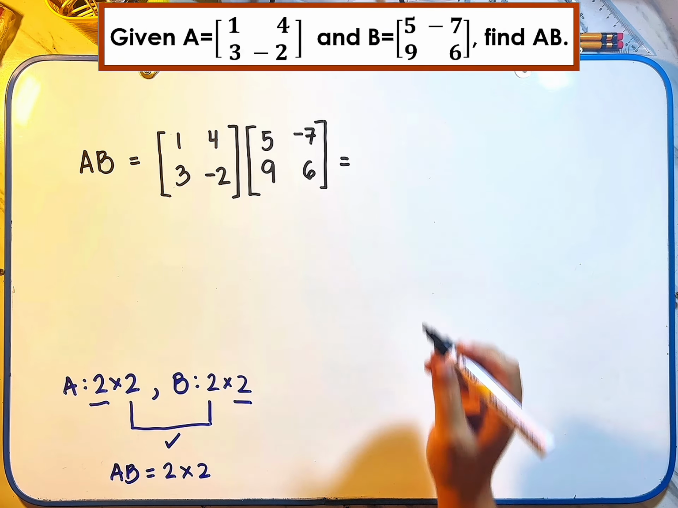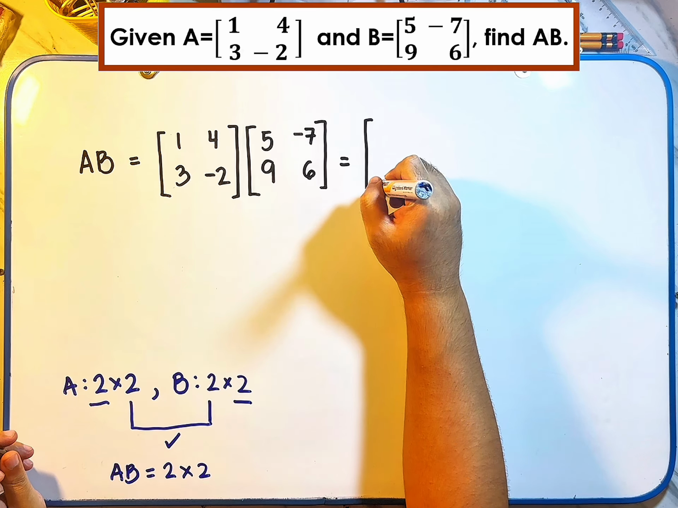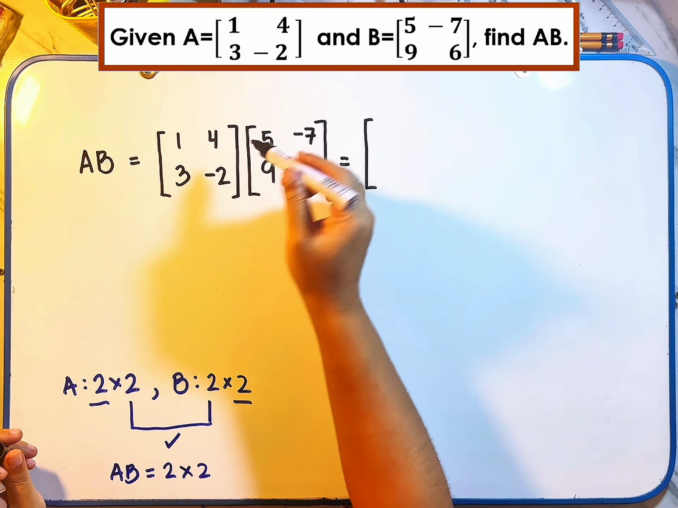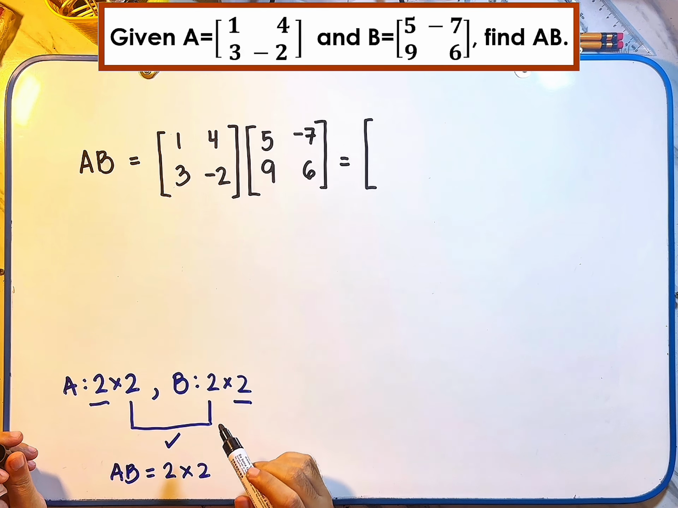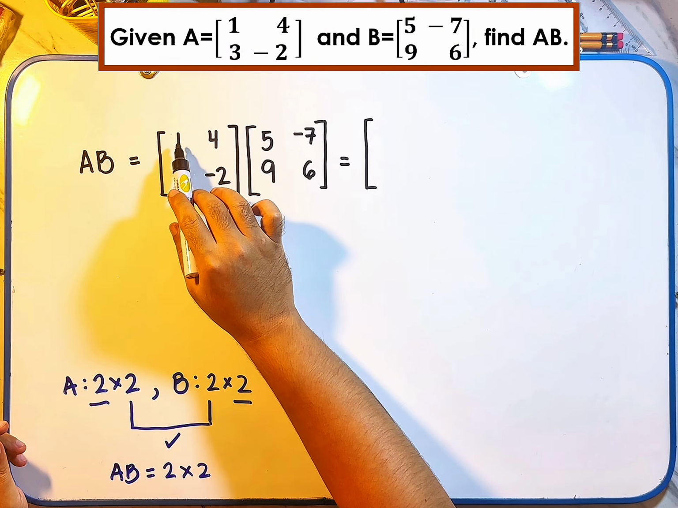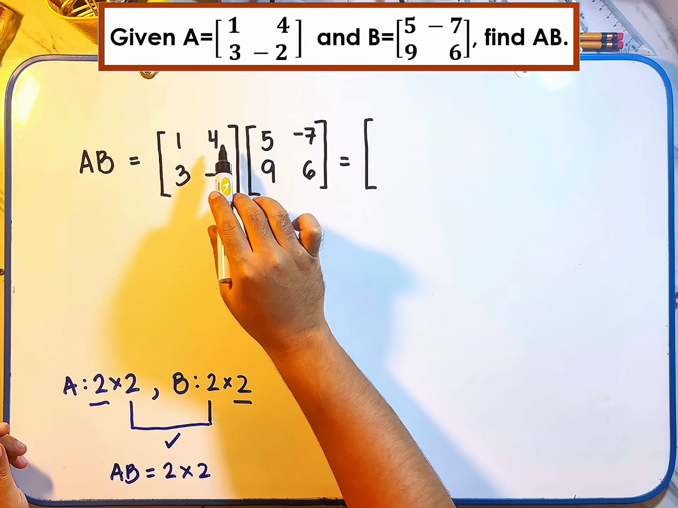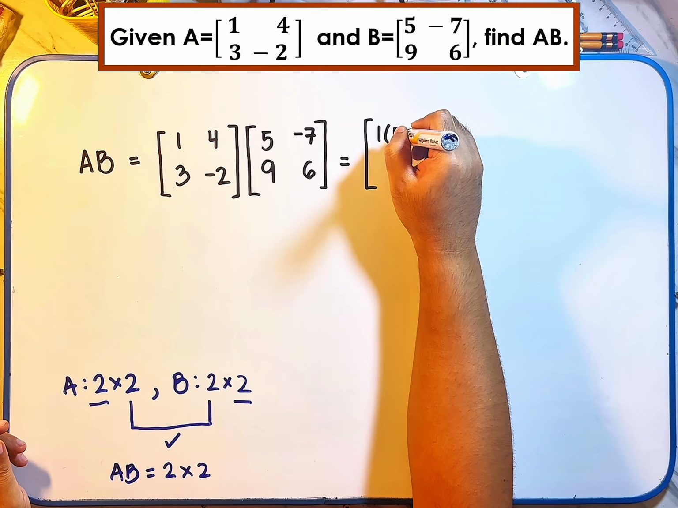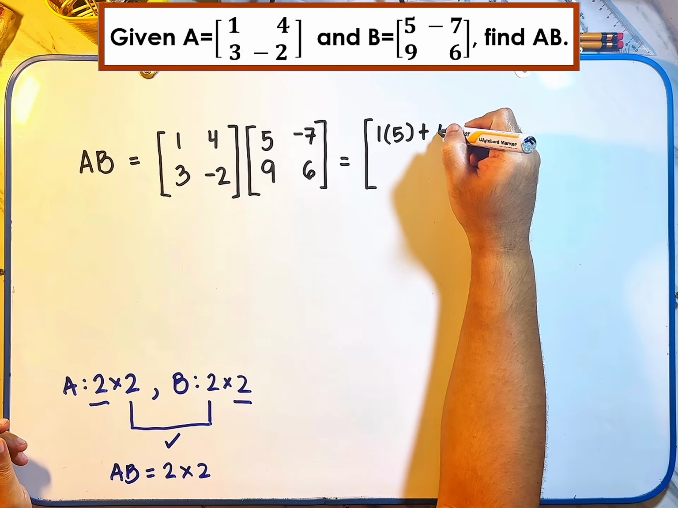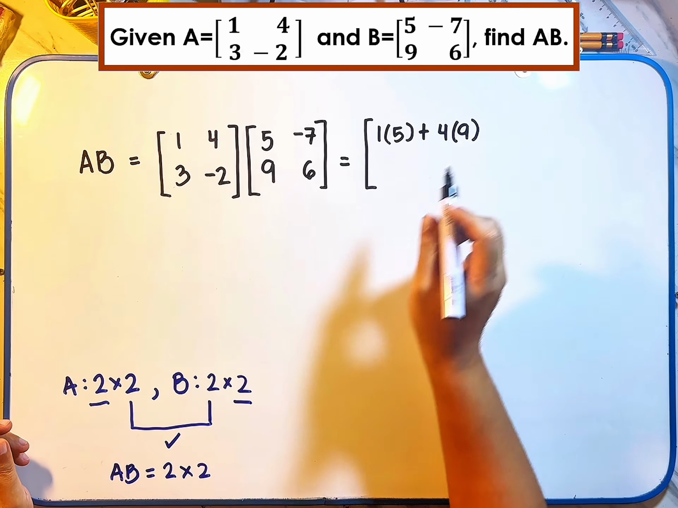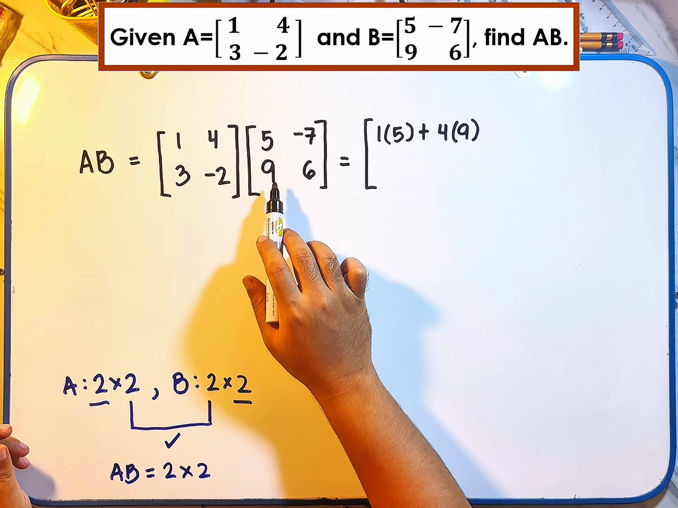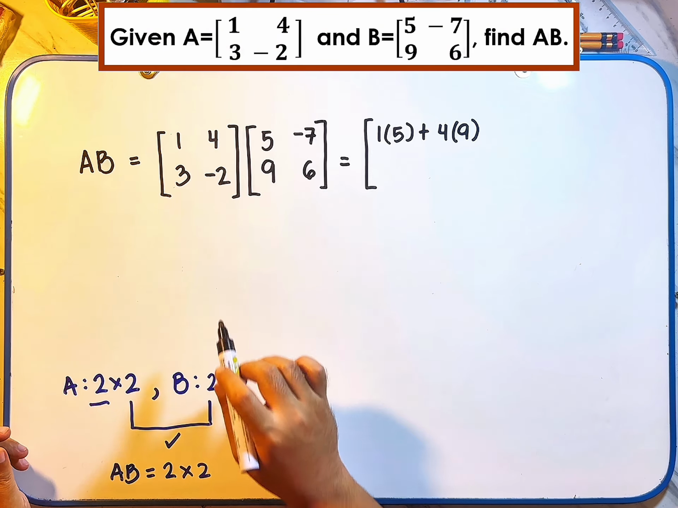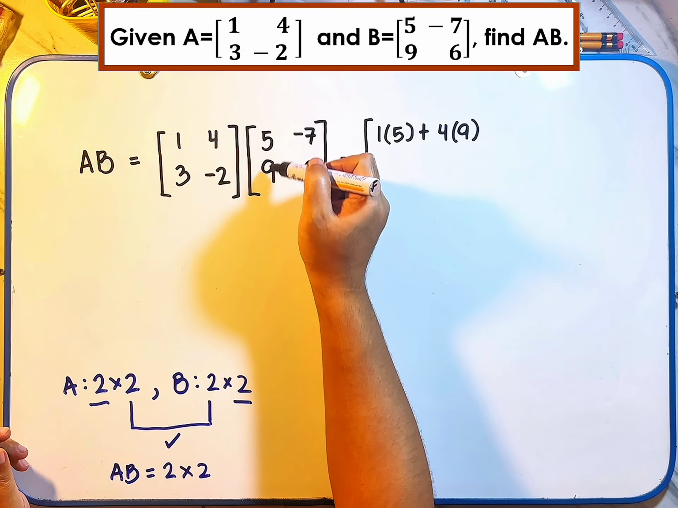All right. So this is the process. We have to multiply the first row of the first matrix, matrix A, to the first column of matrix B. So how do we do that? Multiply 1 times 5 and then plus 4 times 9. And since we are multiplying the first row and the first column, the element should be in the first row, first column.